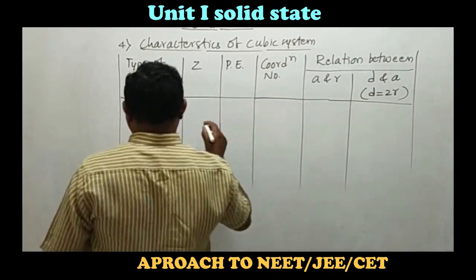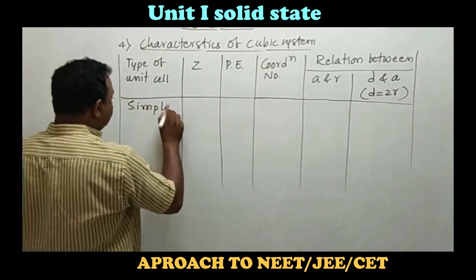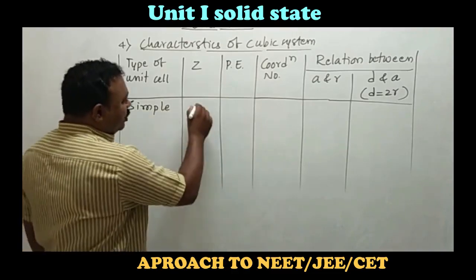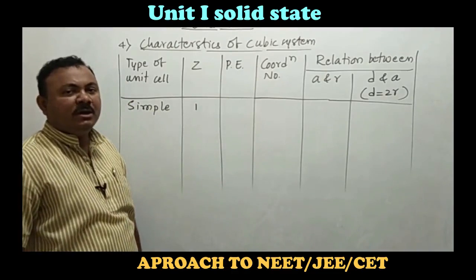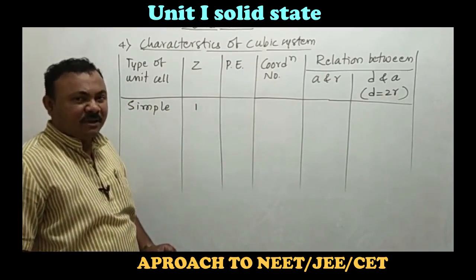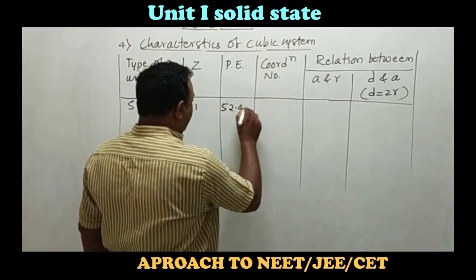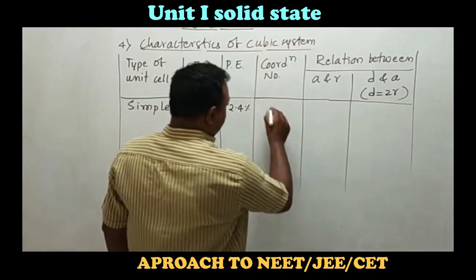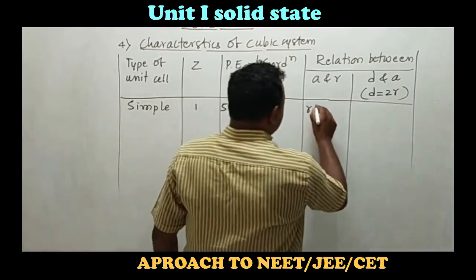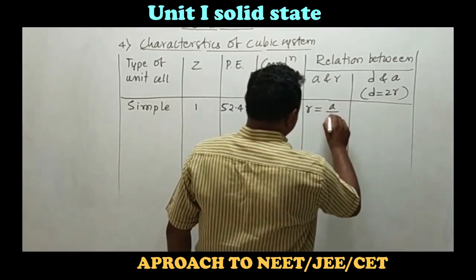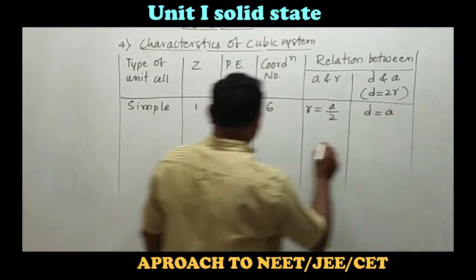We're going to take the first one. Primitive or simple cubic system. You know the number of atoms per unit cell. In a simple or primitive cubic system, it's 1. Packing efficiency, we are getting 52.4%. Coordination number, we get 6. And in this, R is equal to A divided by 2. So definitely D becomes equal to A.